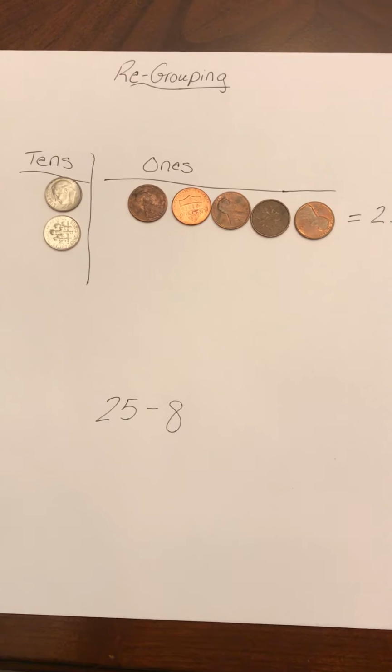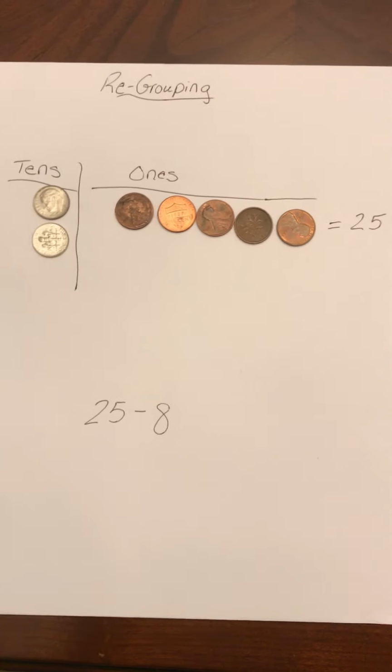So what I'm going to show you, and hopefully the students at home, is that when we regroup, we're going to take those dimes from the tens place, and we're just simply going to represent them differently to allow us to complete some of that subtraction. So I'm going to show you the example and I'm going to explain it as best I can.